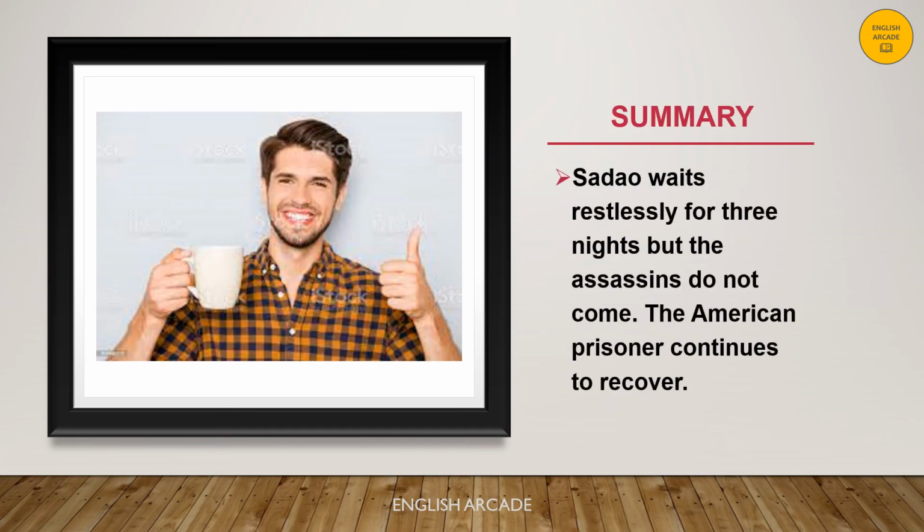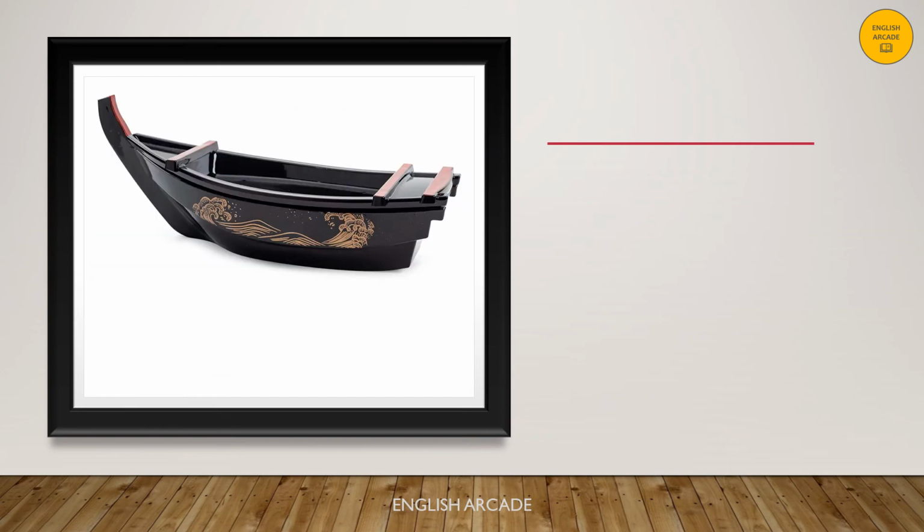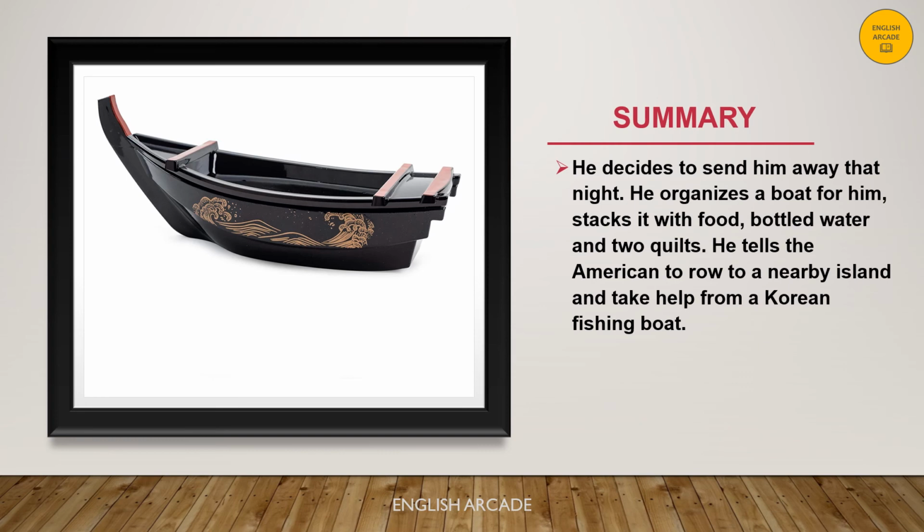Sadao waits restlessly for 3 nights for the assassins to come and take away the American, but they do not come, and the American prisoner continues to recover. Finally, Sadao is so tired of waiting for the assassins that he decides to send away the American and save his life yet again. So he organizes a boat for him, stacks it with food, bottled water, and 2 torches, and he tells the American to row to a nearby island and take help from a Korean fishing boat. He should get into the Korean fishing boat and then he will be safe.